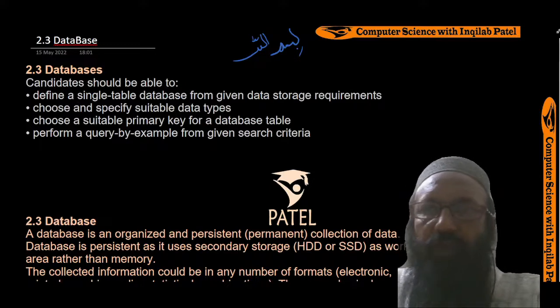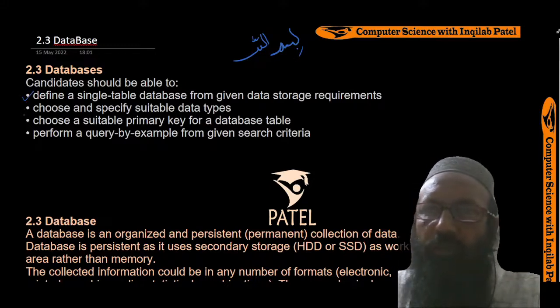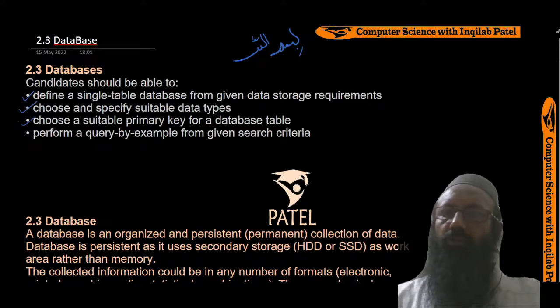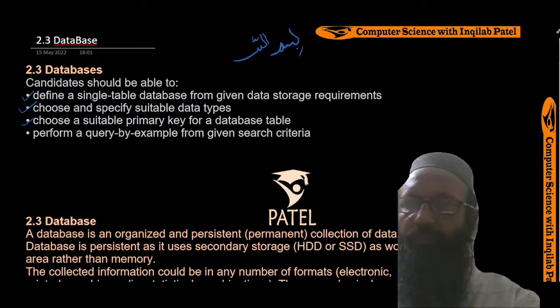Number one, define a single table database. Number two, choose and supply specific data types. And number three, choose a suitable primary key for the database. Then in the second lecture we will study query by example.